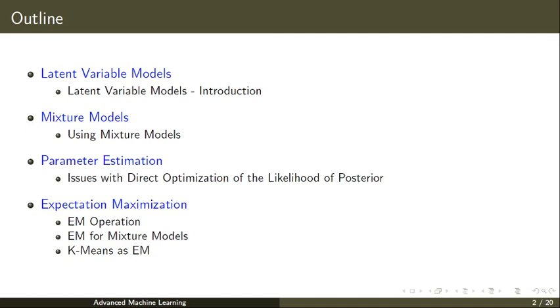We'll discuss the expectation maximization operation, then how EM can be applied on mixture models, and maybe the comparison of the k-means algorithm and EM. Actually, expectation maximization will be delivered as another lecture.